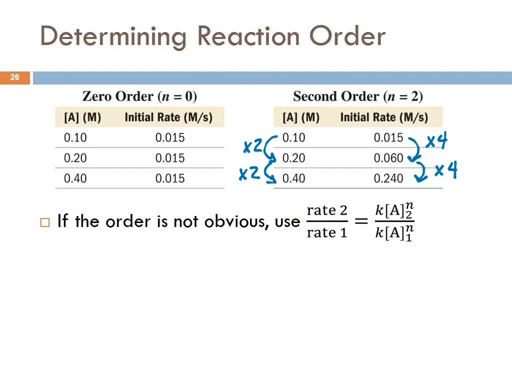Actually, let me do this for a minute here. Just going to get rid of that. So, is it true that rate 2 is equal to a constant times the concentration of A at that point raised to a power n? That's the general form for the rate law, right? Yeah. So that's true.